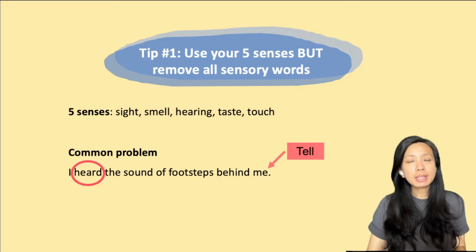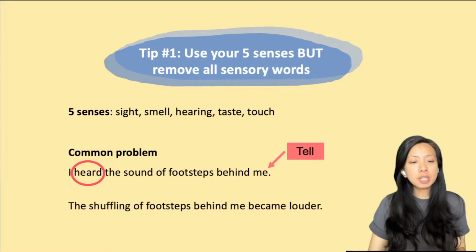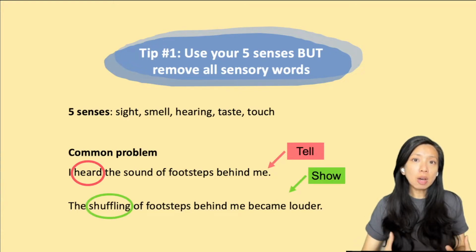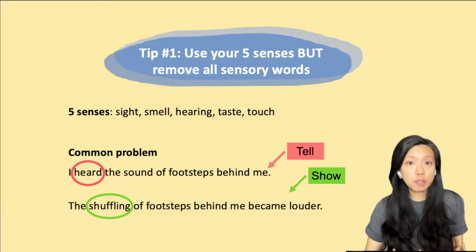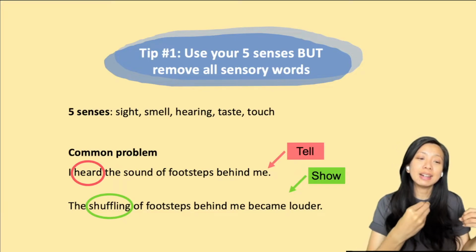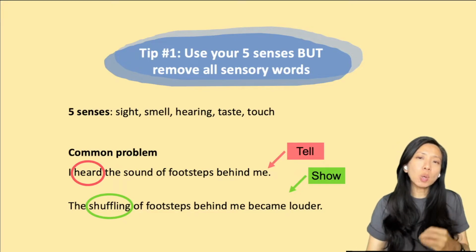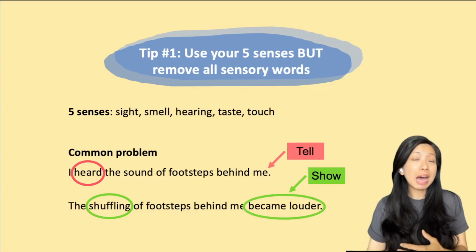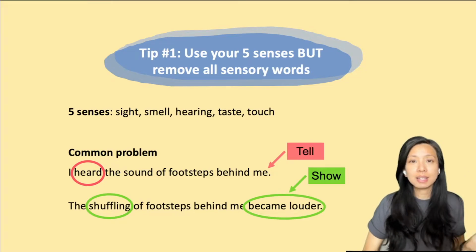And let me show you my example sentence. The shuffling of footsteps behind me became louder. Now, this is more of a show because I'm using the sound that I heard, which is the shuffling of the footsteps, rather than saying that I heard the footsteps. And I also add a bit more information by saying that the footsteps became louder. So I'm describing the sound rather than saying this is what I heard in that sense.